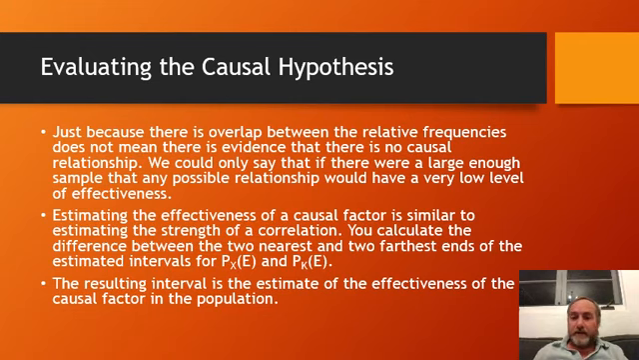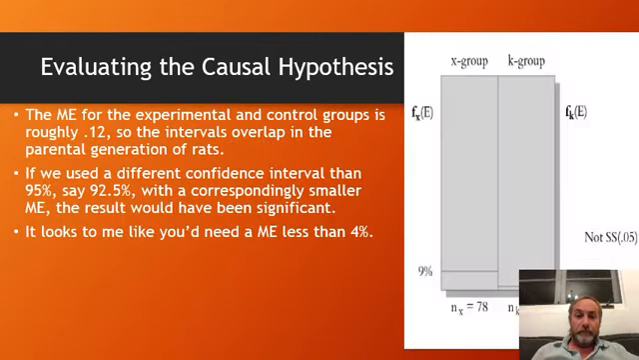Estimating effectiveness is again the same math as estimating the strength of a correlation. You take the farthest ends, calculate the difference between those, and then the nearest ends of your intervals, calculate the difference between those, and the actual strength of the correlation lies somewhere in that interval. I think I said strength of correlation, but I meant the effectiveness of the causal relationship. Okay.